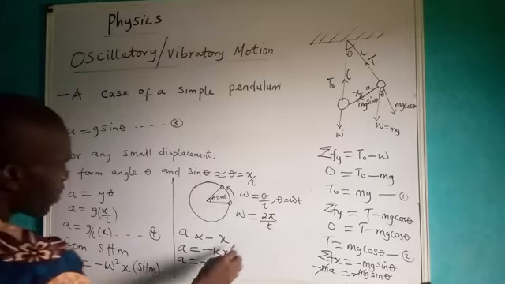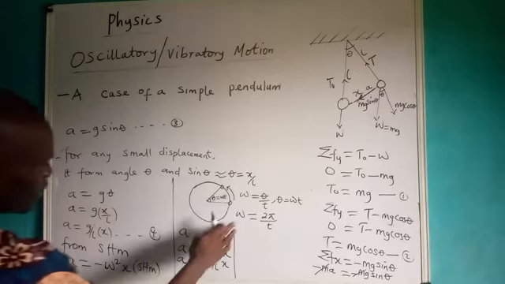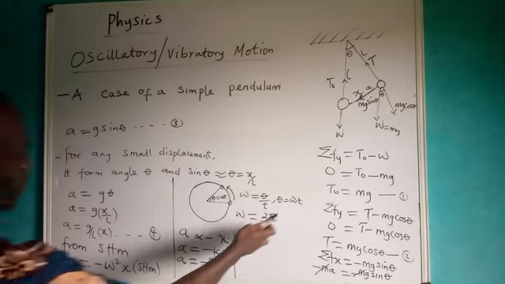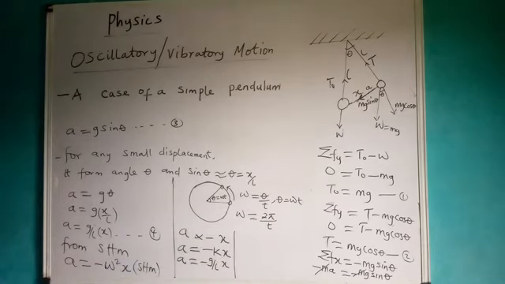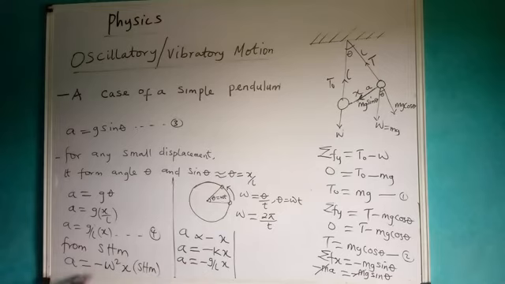And remember I told you that our omega, which is the angular velocity, is equal to 2 pi over t. Now from what we have here, we can still proceed. I can replace this very one here. Please take note, I can put it here.